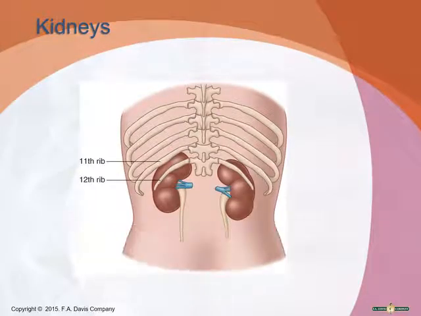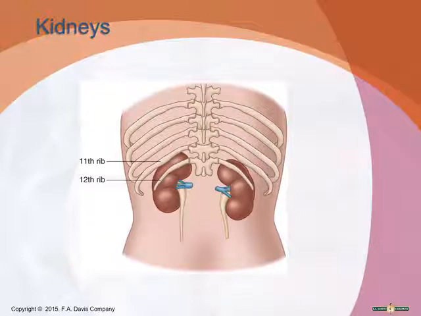The kidneys lie against the posterior abdominal wall underneath the 12th rib. To describe their position, we use the word retroperitoneal, retro meaning behind, so it's posterior or behind the parietal peritoneum. They're underneath the 12th rib, so the ribs help to protect the kidneys. And then the kidneys also have a pretty good cushion of fat around them that helps to protect them.